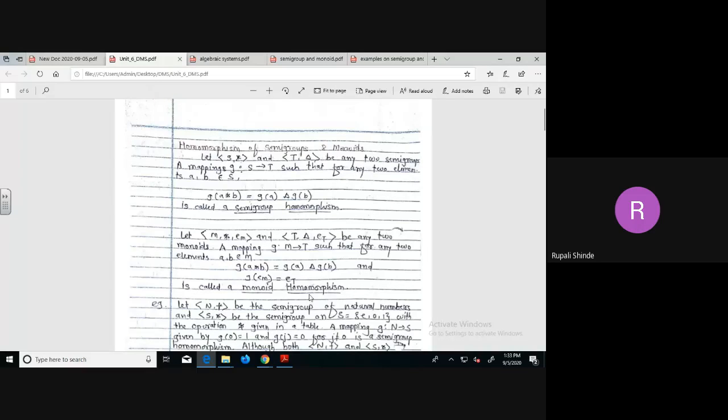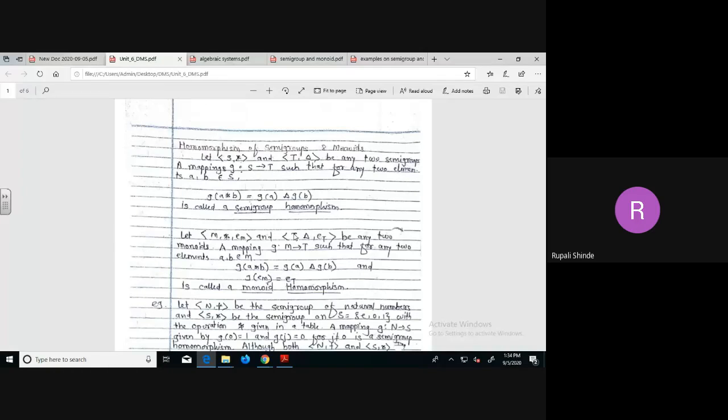Likewise, we have to define homomorphism on monoids. Again, here we have taken two different monoids. Let (M, star, EM), where EM is the identity element for monoid M, and (T, delta, ET), where ET is the identity element for monoid T, be any two monoids. The mapping G from M to T is such that for any two elements A, B belonging to M, G of A star B is equal to G of A delta G of B. Up till now, this definition is the same as that of the semigroup. Now we have to consider the identity element. G of EM means: if you apply the function G on the identity element of M, you will get the identity element of T. Then only we can say that these two are in homomorphism with each other.